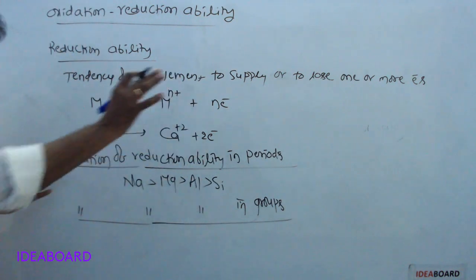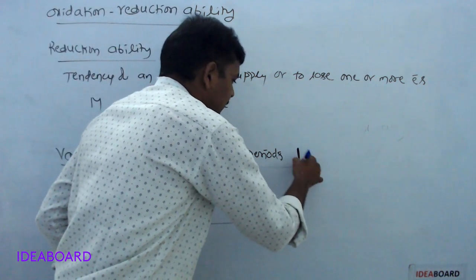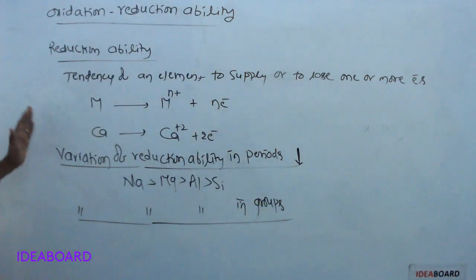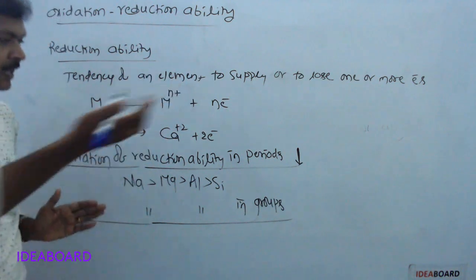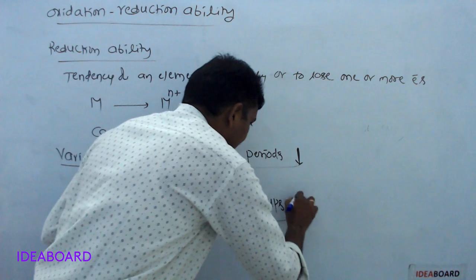So in periods, left to right, the tendency to lose the electrons, or to supply the electrons, decreases. In groups, it increases.